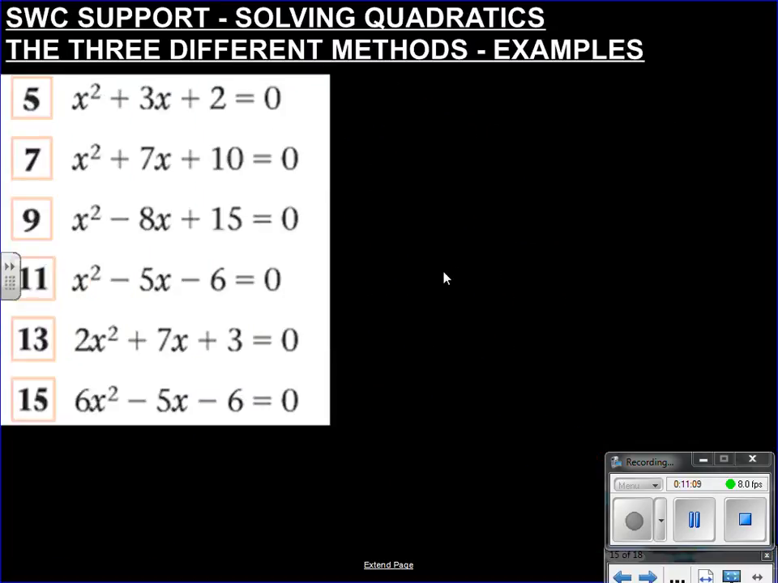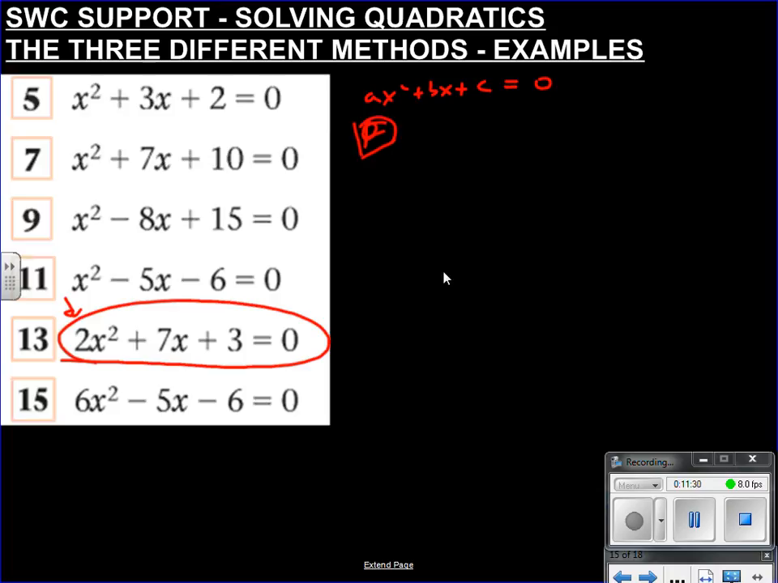Alright, let's go again. This time we're going to do number 13, where a is not 1. Remember, ax squared plus bx plus c, that's what I'm talking about when I say a, the number next to, the coefficient of x squared. So, let's go. Factorize.